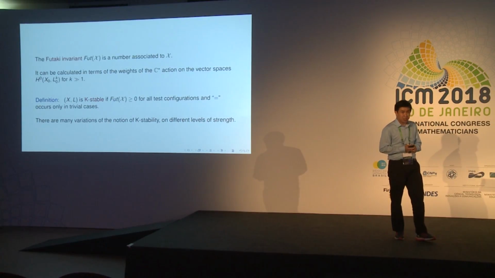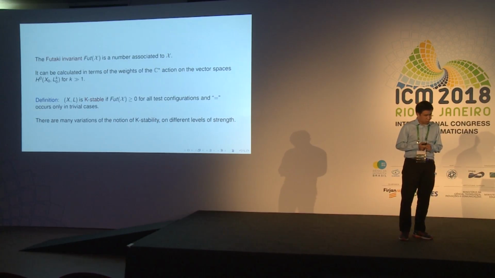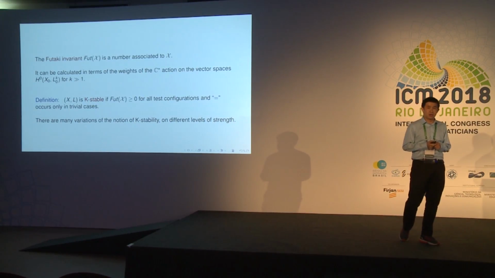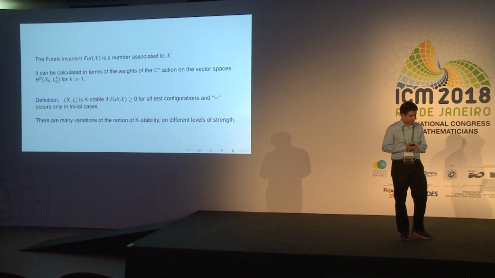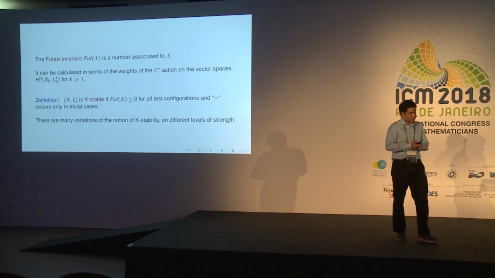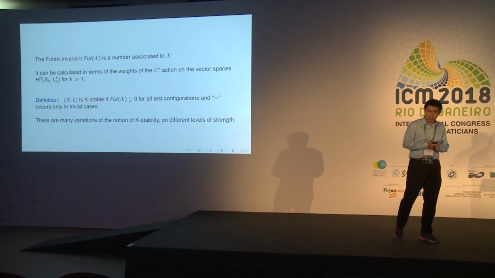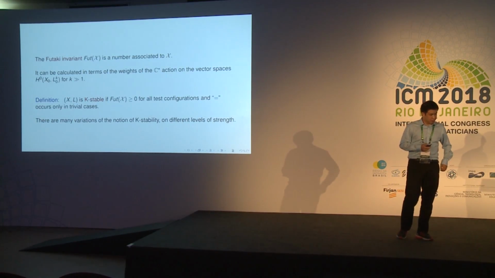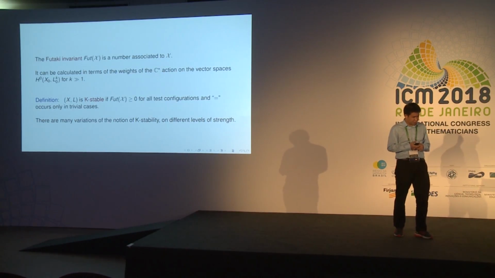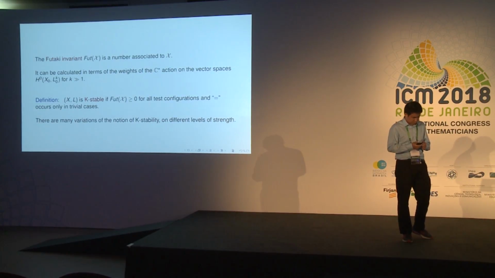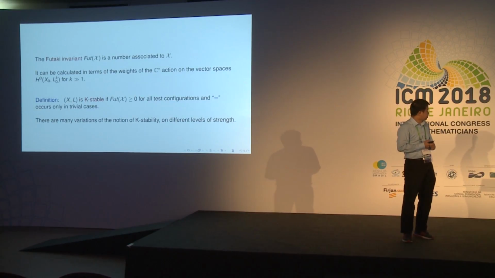So the K-stability of the pair will be defined as that for all test configurations, you want this Futaki invariant to be non-negative, and it's 0 only in trivial cases. So a priori, you need to test for all. You need to consider all test configurations, but in practice, sometimes you only need to consider special classes of test configurations, and then this will make the practical check of K-stability simpler.